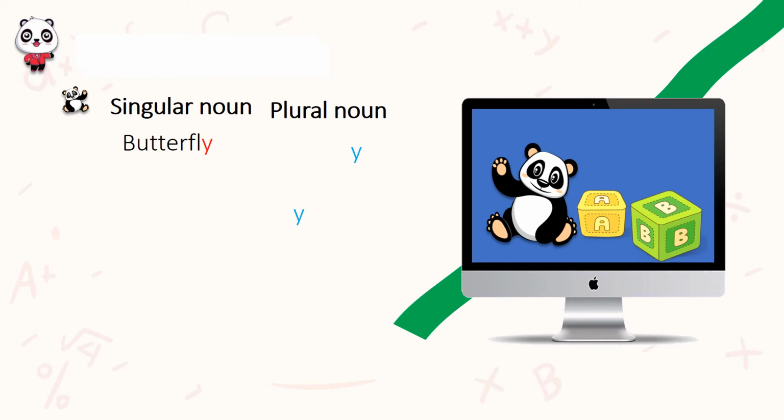Butterfly. Yes, this word ends with y, but preceding a consonant. Before y there's a consonant. L is a consonant letter. So you can remove y and add ies to the end.